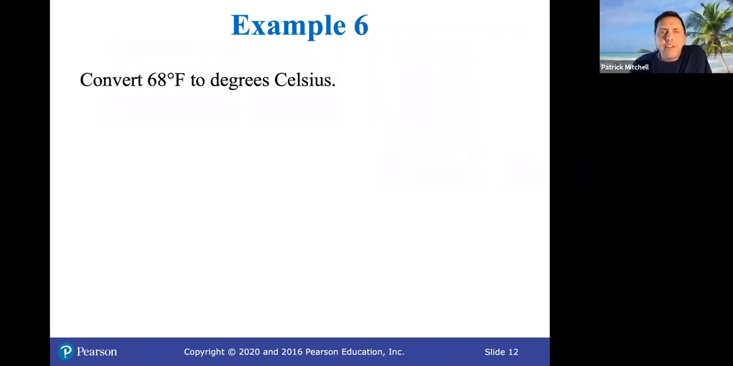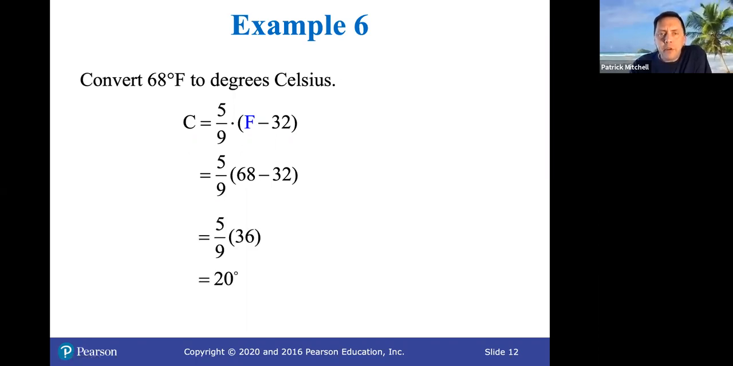So to convert 68 degrees Fahrenheit to degrees Celsius, we take this formula, we replace F with 68. 68 minus 32 is 36. 5/9 times 36 is exactly 20. And you see why that is, right?